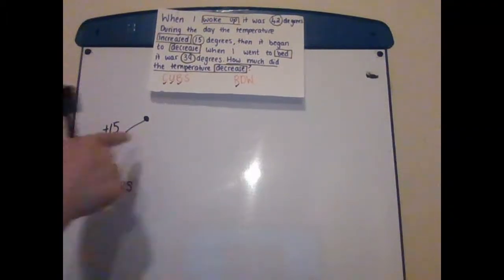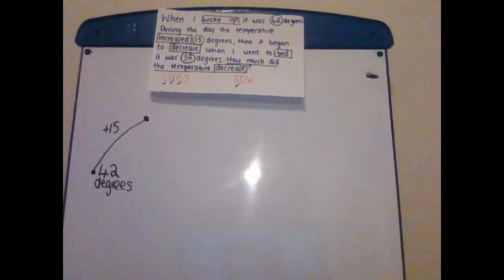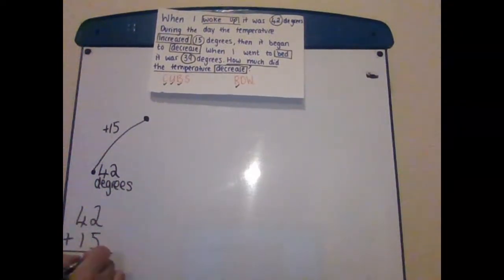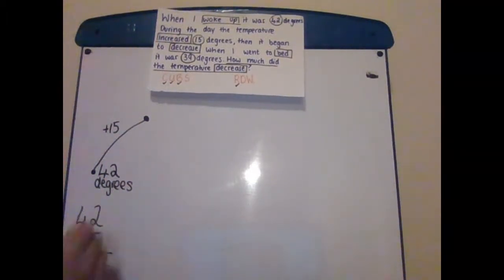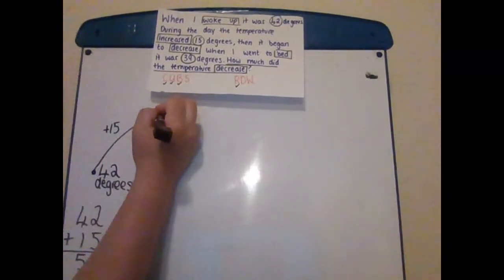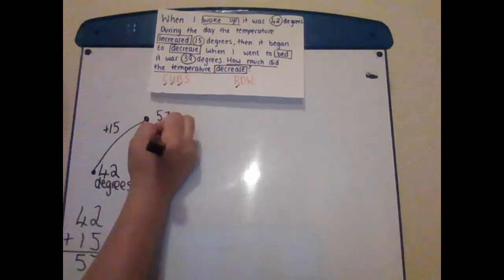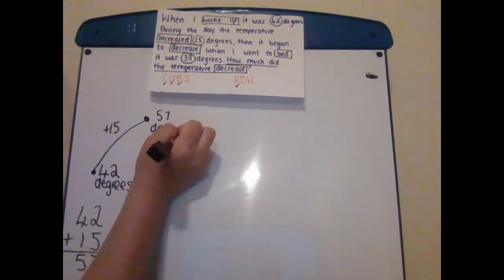Now I need to ask myself, what temperature is it just now? So I need to do 42 add the increase of 15 degrees. 2 add 5 is 7. 4 add 1 is 5. So now I am at 57 degrees. The temperature is at 57 degrees.